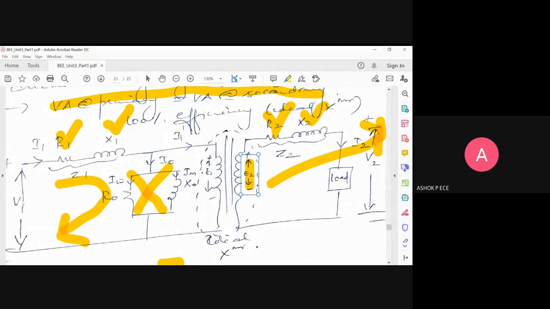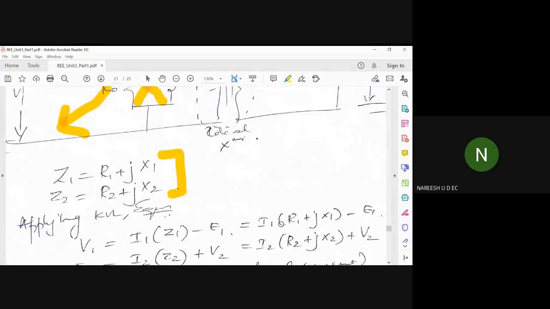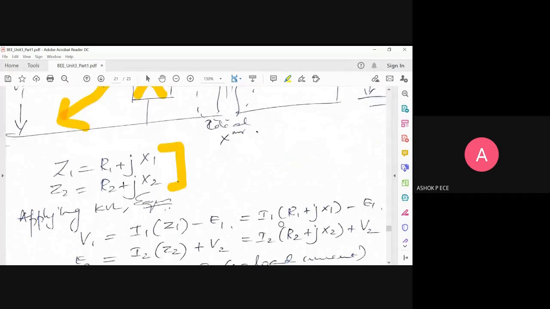minus E1, equal to 0. See the equation I have written: V1 equals I1 Z1 minus E1, or V1 equals I1 into R1 plus JX1 minus E1.